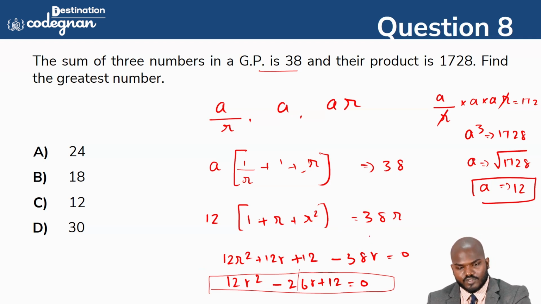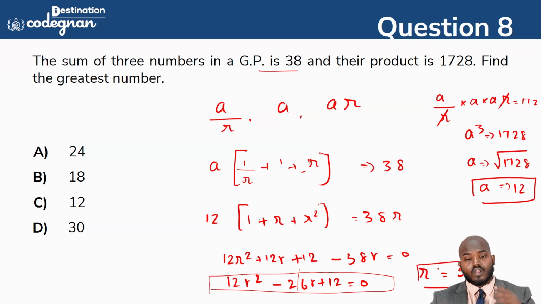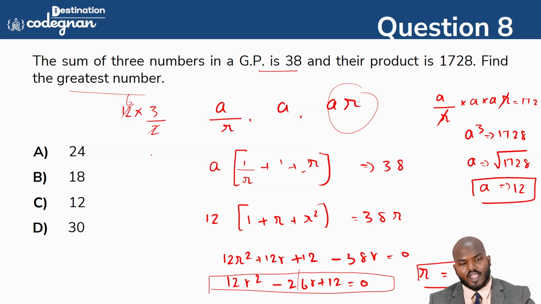Okay, so if you see this, the 12 R square is there. So if you solve this one, you will get the value of R is equal to 3 by 2 once you solve the quadratic equation. Okay, they are asking what is the greatest number? The greatest number is equal to AR only. So you know the value of A is 12, and R is 3 by 2. That is 12 times 3 by 2, that is 6 times 3, is equal to what? You can say the answer is 18 as the final answer in this one.